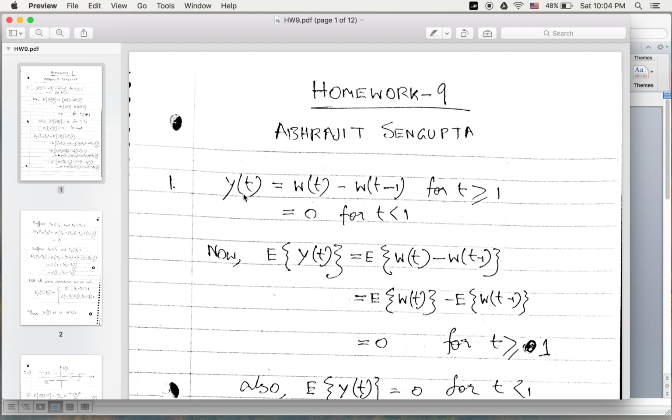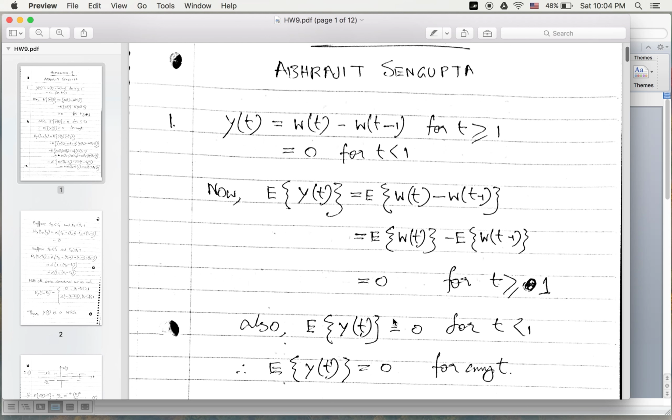So we see that Y(t) equals W(t) minus W(t minus 1) for t greater than or equal to 1, and it is 0 for t less than 1. So the expectation of Y(t) can be broken down as the expectation of W(t) minus W(t minus 1), and we can distribute the expectation. So expectation of W(t) minus expectation of W(t minus 1), which is nothing but 0 for t greater than or equal to 1, and also the expectation of Y(t) would be 0 for t less than 1. So the expectation of Y(t) is equal to 0 for any t.